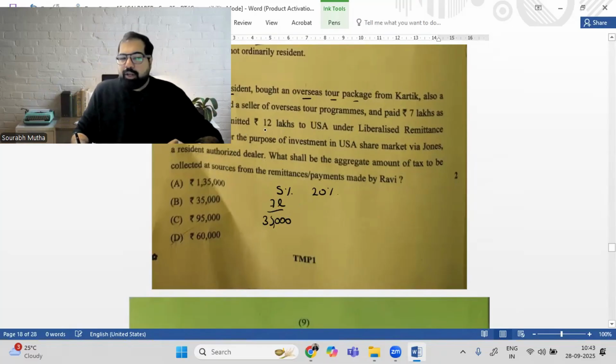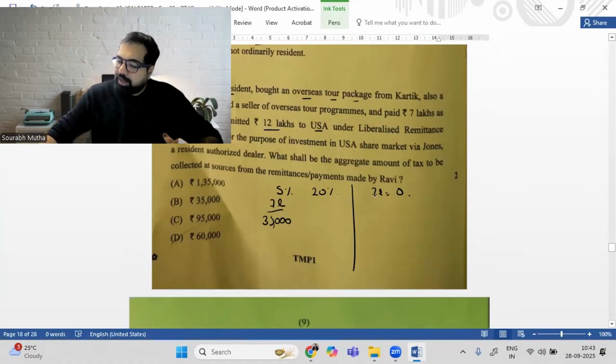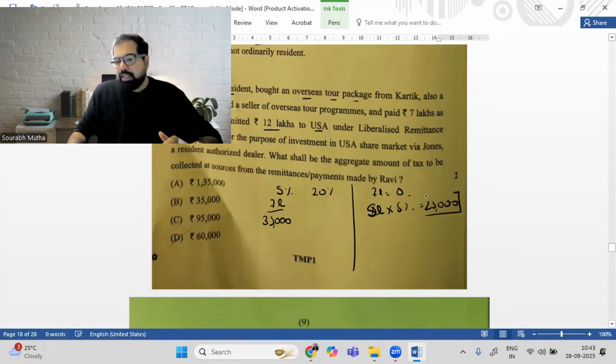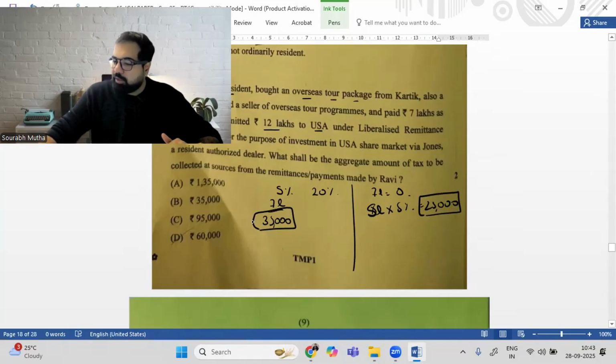Next, he also remitted 12 lakhs to the USA under the liberalized remittance scheme. For the liberalized remittance scheme, up to 7 lakhs, there is nothing. So up to 7 lakhs, zero. And above 7 lakhs, that is 12 lakh minus 7 lakh, on that 5 lakh the TCS is at the rate of 5%. So up to 7 lakh, zero; 5 lakh into 5% is basically 25,000. So in these two cases, this will be the TCS that has to be paid to the government. 25,000 plus 35,000 is basically 60,000, which is the right answer.